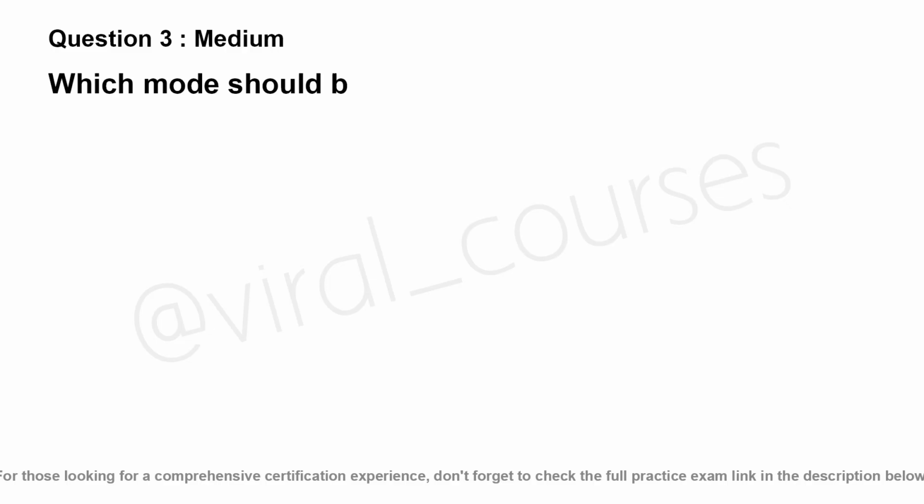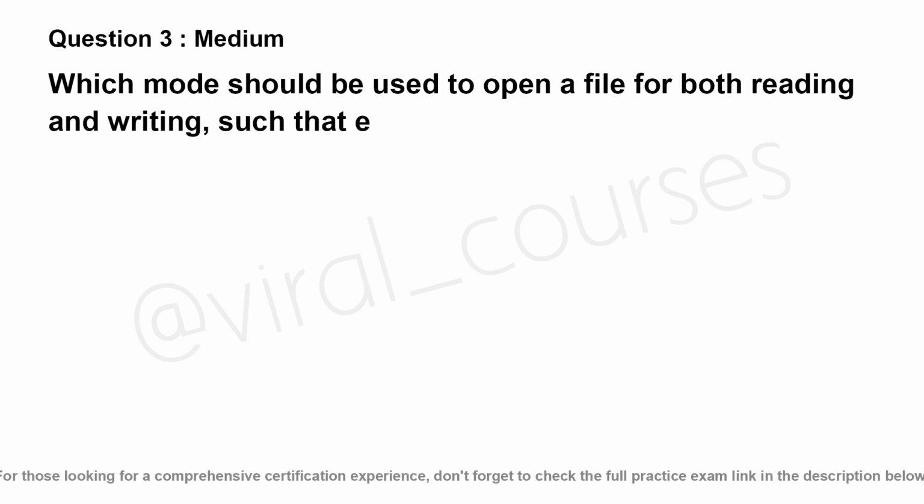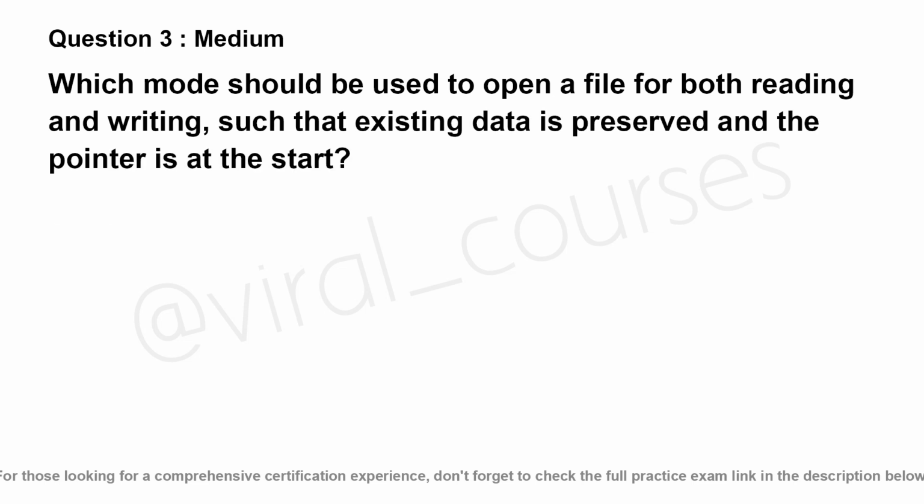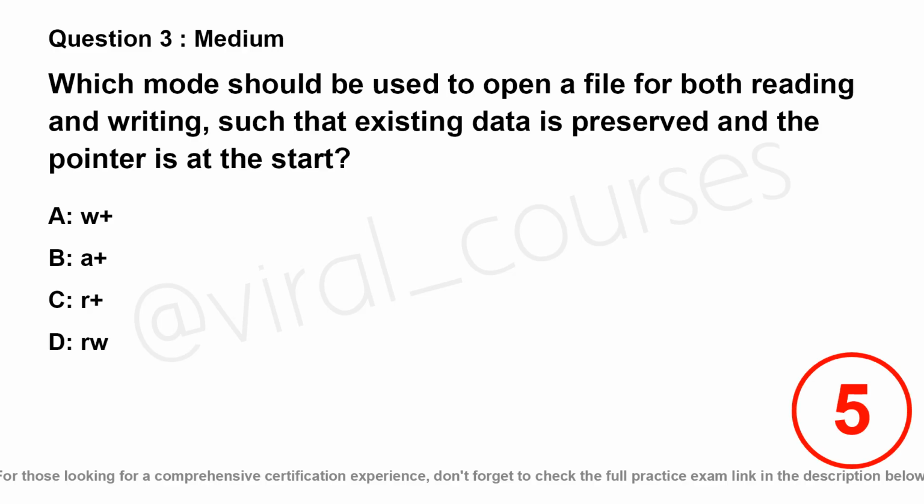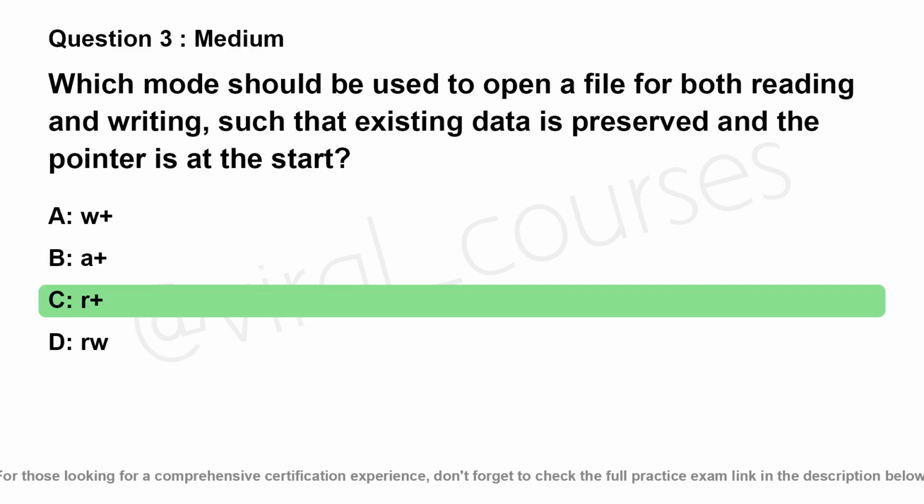Which mode should be used to open a file for both reading and writing, such that existing data is preserved and the pointer is at the start? Option A, W+. Option B, A+. Option C, R+. Option D, RW. The correct answer is C.